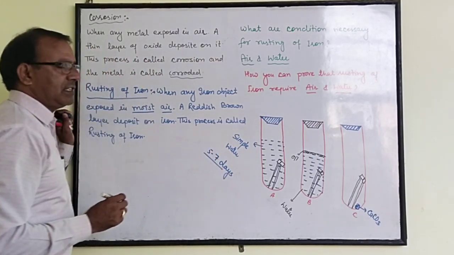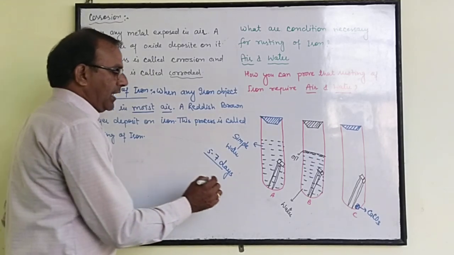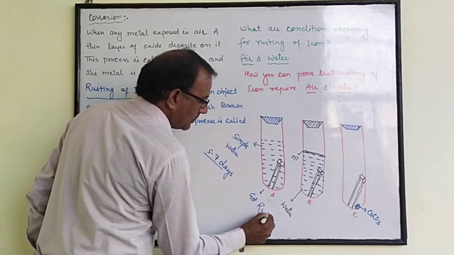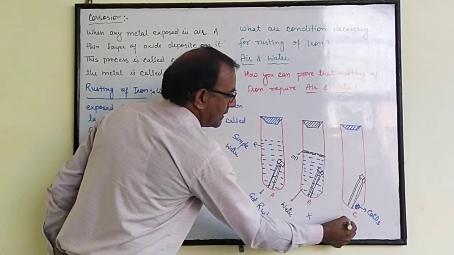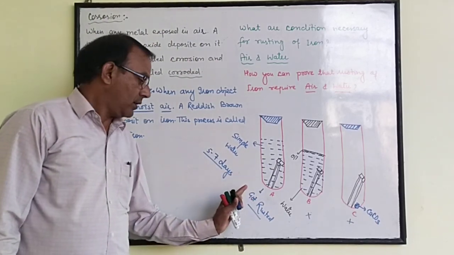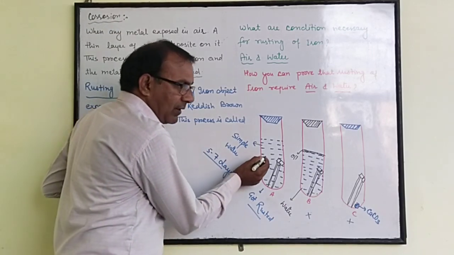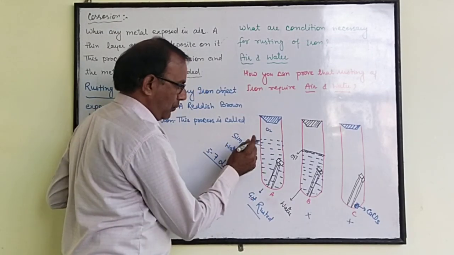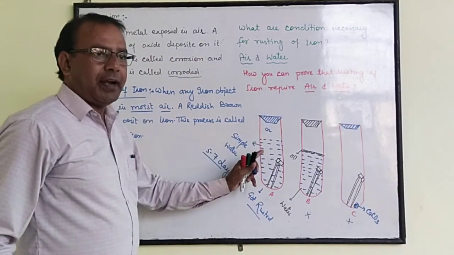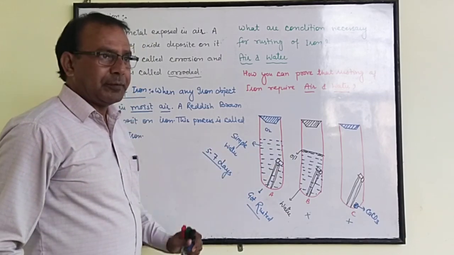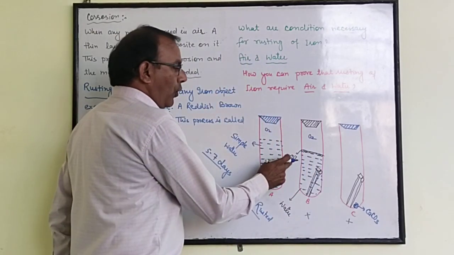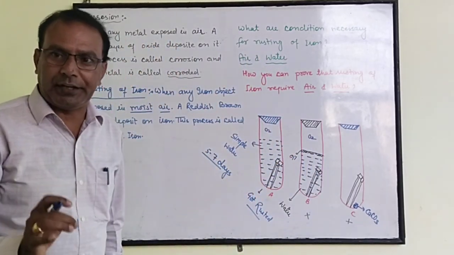After 5 to 7 days, we can see that the iron nails in test tube A got rusted, not B and C. Why did the test tube A iron nails get rusted? It means there is water content and oxygen on the upper side. The iron nail gets both conditions, air and water. But test tube B contains oxygen on the upper side and water on the lower side. Oil acts as an insulator.